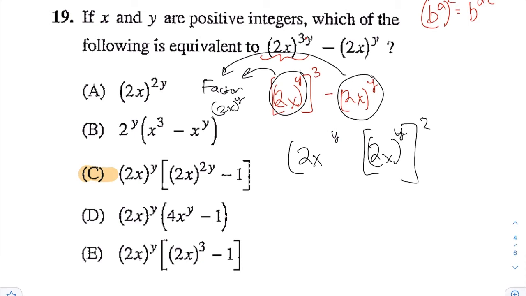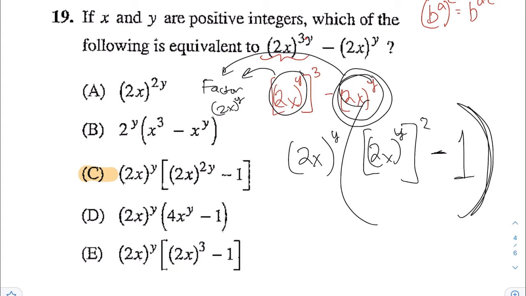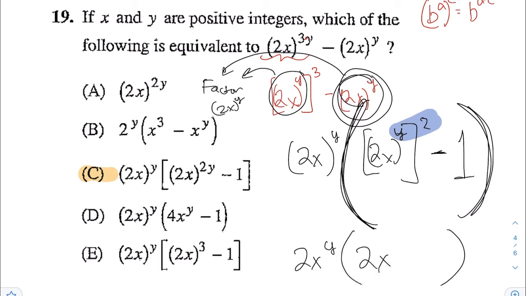Sorry, it's not supposed to be an equal sign. And you're subtracting 1 because this whole thing got factored out. All right, and this can be rewritten. If you do power to a power here, you'll get 2x raised to the y, and in parentheses, it'll be 2x raised to the 2y minus 1. And if you rewrite this, this will be choice C.